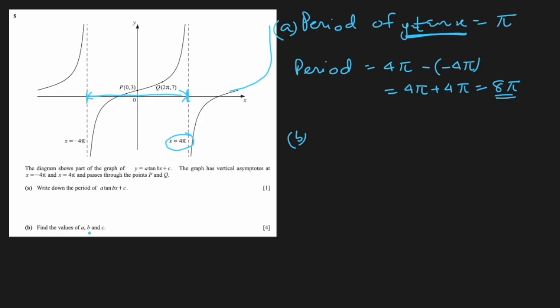B, find the values of a, b and c. Let's start with b, because b is related with the period. B is always the full period of the original graph, which is pi, divided by the period of the given graph. This pi is fixed, but the other will depend on your drawing or graph. So it becomes pi over 8 pi. So the answer is 1 over 8.